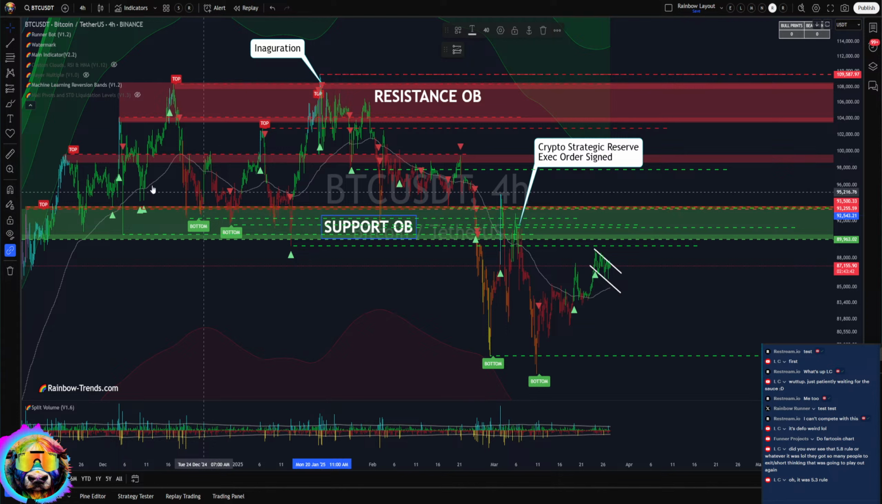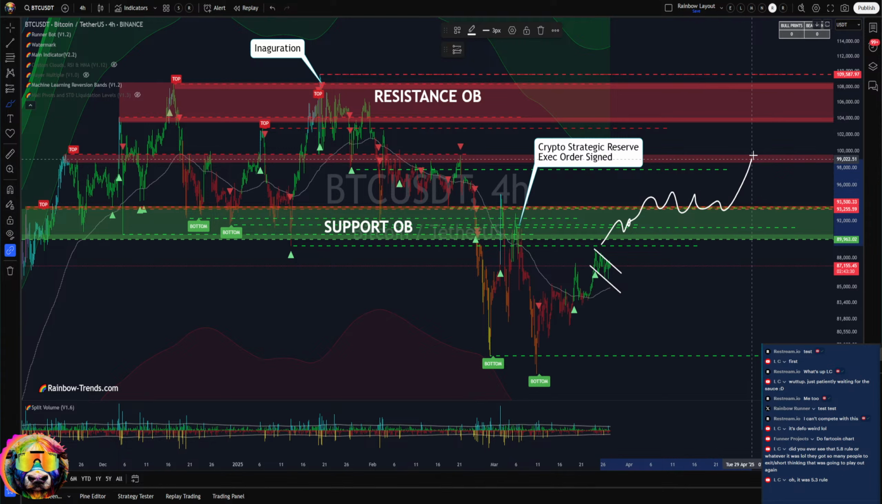This is the order block that matters. This is all that matters for me right now. My next decisions in life are based on this order block. If we can reclaim this, not just touch it, but actually get some support, get some candles closed above it, we are talking 100K back on the table.